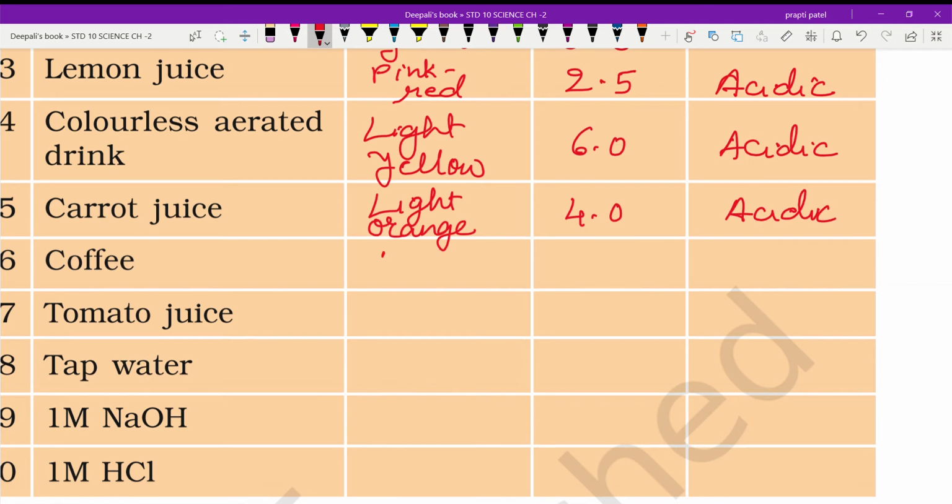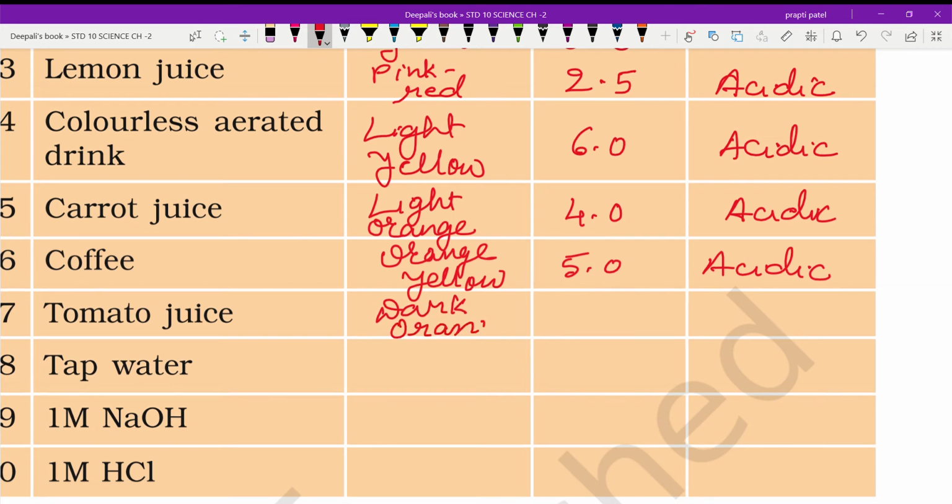Coffee is orange yellow and its pH is 5, so it is acidic. Then dark orange is tomato juice, which is 4.1 and is acidic in nature.